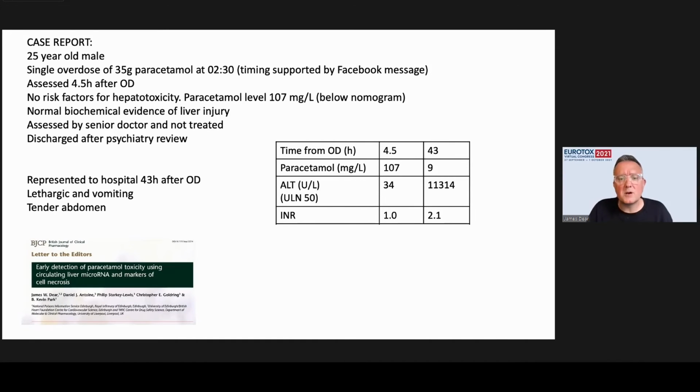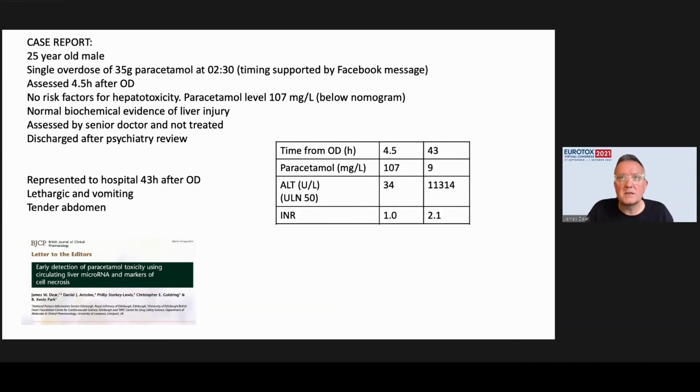He came back to hospital 43 hours later because he felt unwell. His bloods are there in the table. When he first presented, his ALT was 34. When he came back, his ALT was 11,000. His INR, a measure of liver synthetic function, had gone from 1 to 2.1. So this man was actually in a lot of trouble. He developed significant rapid liver injury.